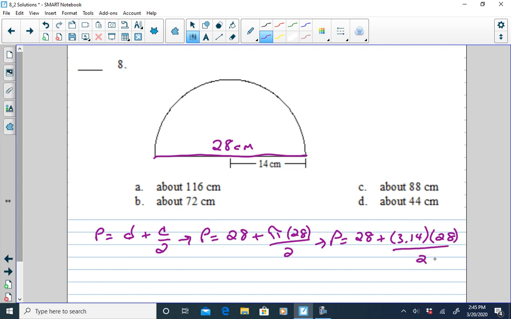So let's do a little math here. 3.14 times 28 divided by 2. It's going to be 43.96. So my perimeter is going to be equal to that 28 plus the 43.96. Alright, and that's going to wind up being about 72. Right, that's going to be about 72 centimeters, and that's going to be answer B for question number 8. Right, it's about 72 centimeters.